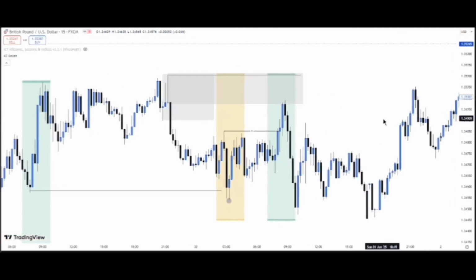Now, let me say one more thing here. I have different types of entry models that I use. Okay? I've just shown you one of it now. Just one of it. You have your entry triggers.